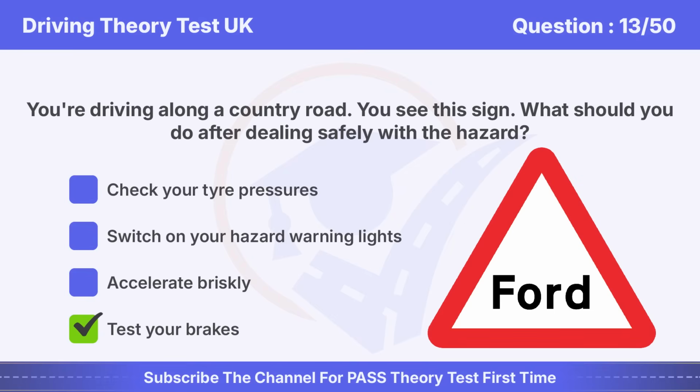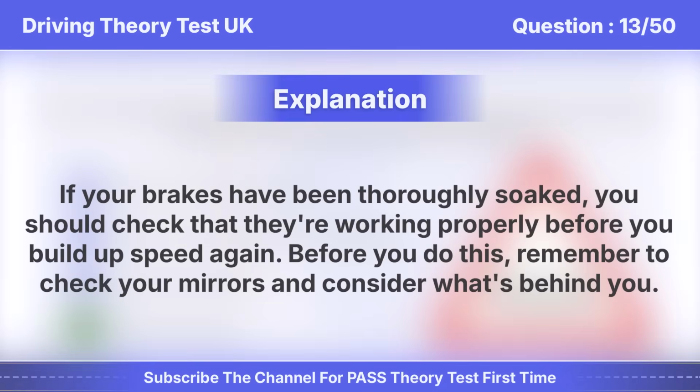Answer is D. Test your brakes. If your brakes have been thoroughly soaked, you should check that they're working properly before you build up speed again. Before you do this, remember to check your mirrors and consider what's behind you.